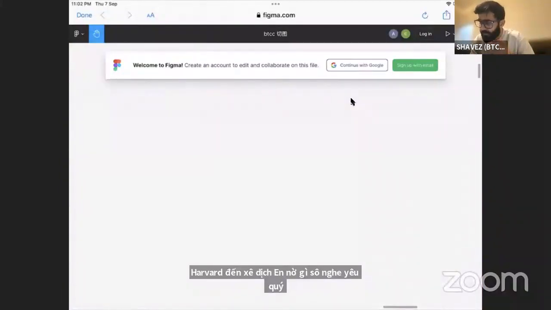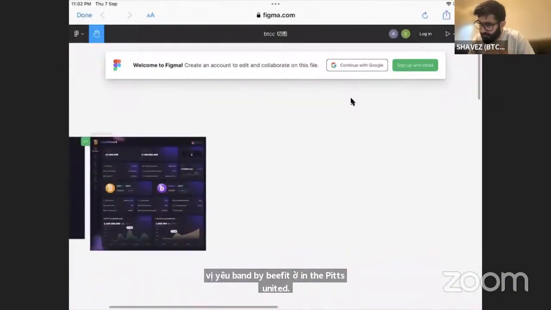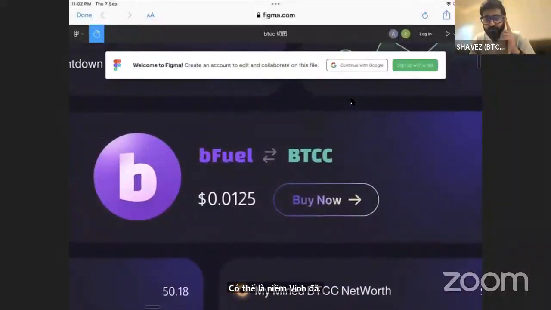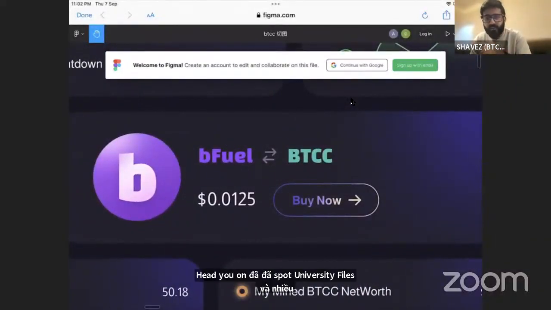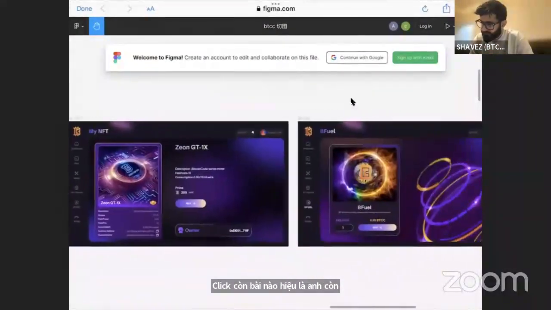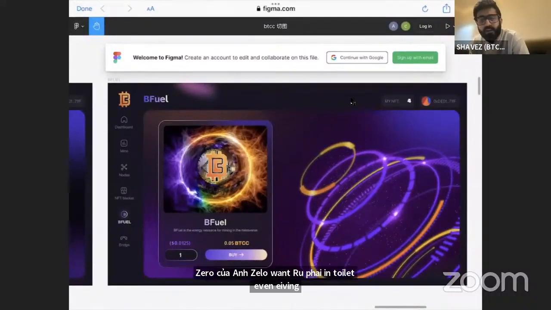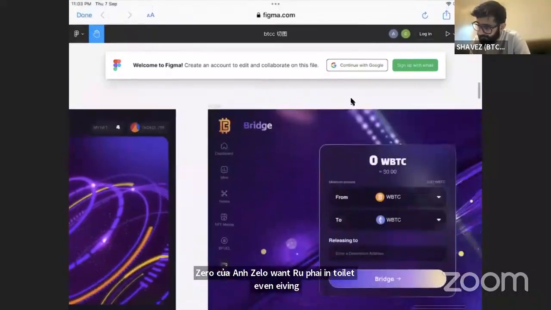In the page, if you remember. Okay, let me bring that. Okay. Here on the dashboard, you remember B fuel. When you click on buy now, you land on that page. On this one. This is the B fuel. And the B fuel's price will be the same, 0.0125 in dollars. It will always be the same, right? And this will build our liquidity of wrapped Bitcoin.